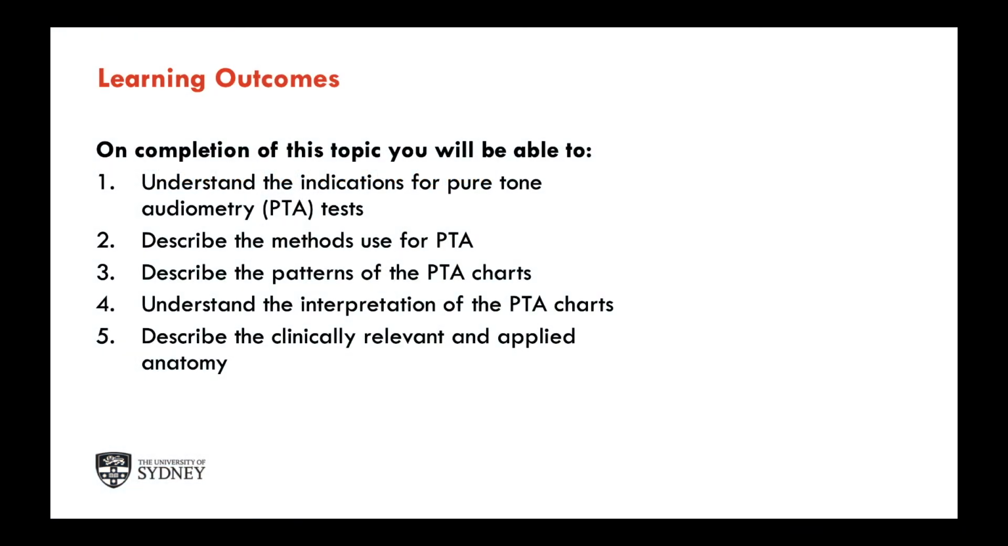Our learning objectives are essentially to understand the indications for pure tone audiometry. We're also going to look at the pure tone audiometry chart, which plots the hearing threshold in decibels vis-a-vis the frequency of sound in hertz. We're going to understand how to interpret the pure tone audiometry charts, and lastly, describe the clinically relevant and applied anatomy.